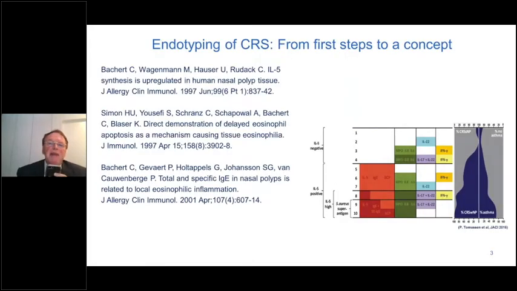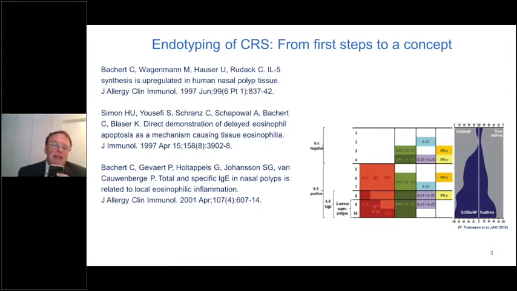So endotyping started when we looked into specific cytokines. In 1997, we showed that interleukin 5 is so specific for nasal polyp disease, whereas we didn't find it too much in non-polyposis CRS. We also showed that IL-5 is directly related to eosinophil apoptosis, and of course this was supported by work from many others, also Ruby Pawankar, on eosinophils.